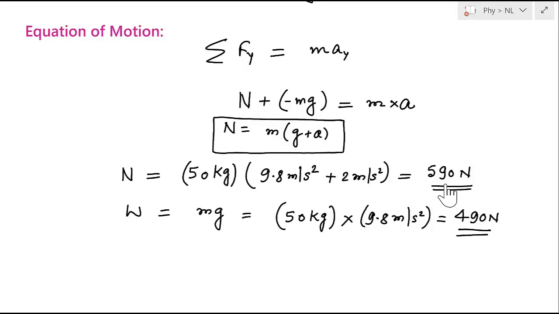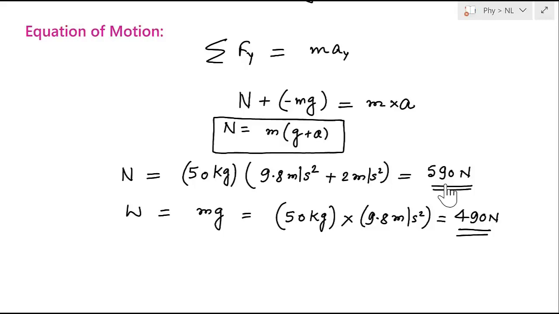So when that elevator is going in the downward direction, it is coming to rest. By decreasing its speed, the elevator is applying a force in the upward direction. In other words, we can say to have an acceleration in the upward direction, this lift is applying a force in the upward direction, and that's why her apparent weight has increased by 100 Newton.